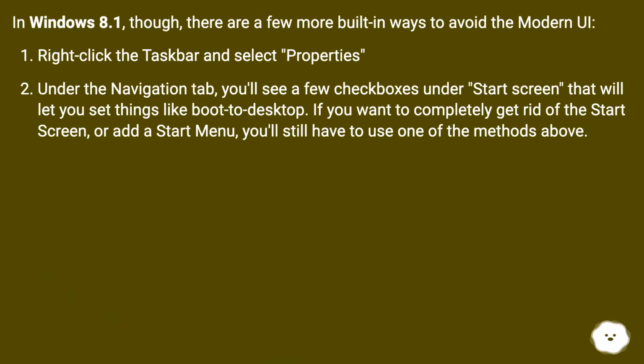In Windows 8.1, though, there are a few more built-in ways to avoid the modern UI. Right-click the taskbar and select Properties. Under the Navigation tab, you'll see a few checkboxes under Start Screen that will let you set things like Boot to Desktop. If you want to completely get rid of the start screen, or add a start menu, you'll still have to use one of the methods above.